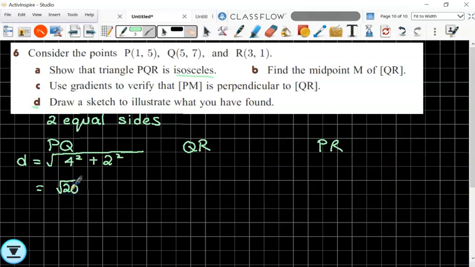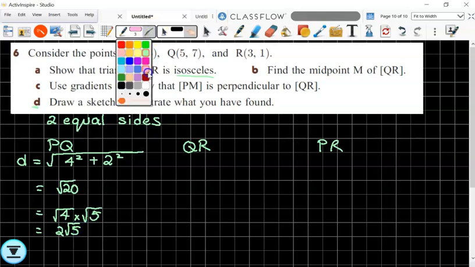Anyone remember what's going to happen if I type that into my calculator? That is a surd, but it will give me a simplified surd. I don't have to simplify because I'm just trying to prove that they're the same. But remember, this is root 4 times root 5, which becomes 2 root 5. Okay, what about QR?